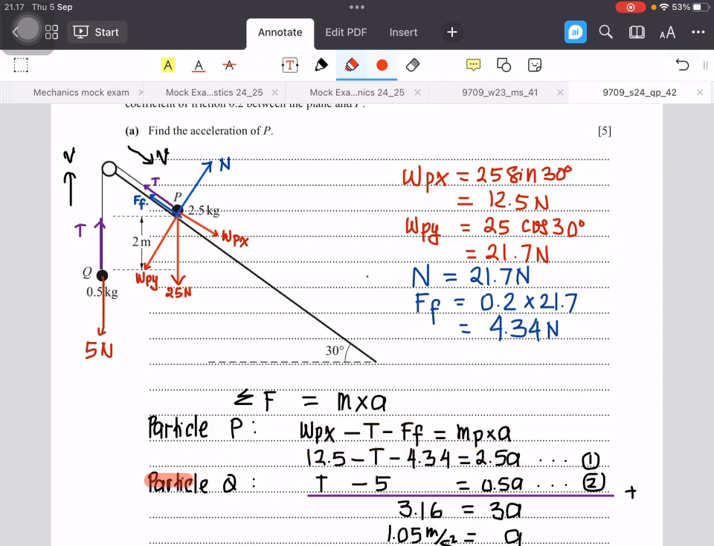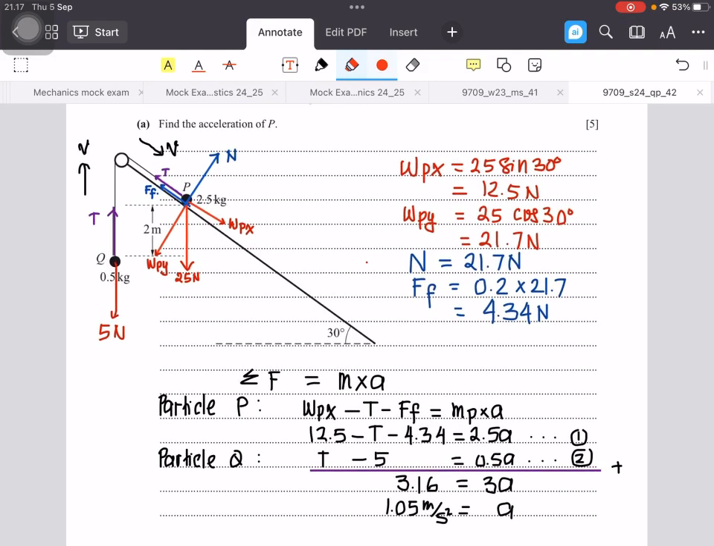And then for particle Q, Q will move up. So the equation will be the tension minus 5 is equal to 0.5a. And then adding both equations, we can eliminate the tension and we can find the value of the acceleration. So 3.16 is equal to 3a. The acceleration is 1.05 meter per second square.